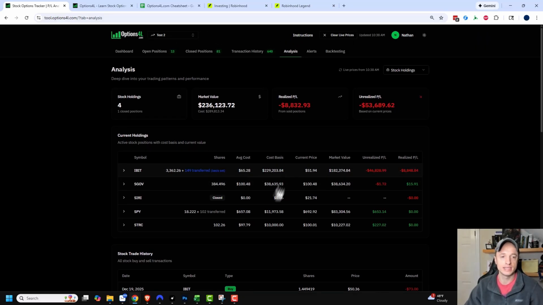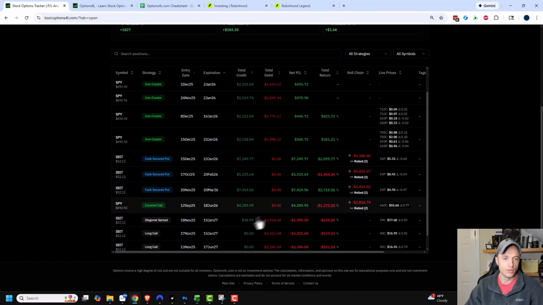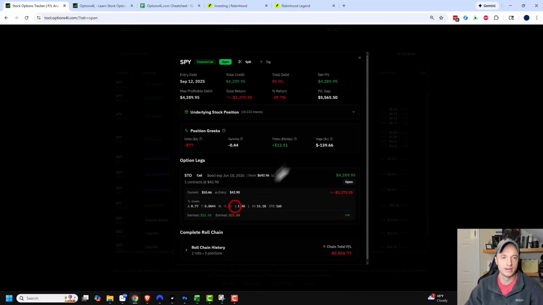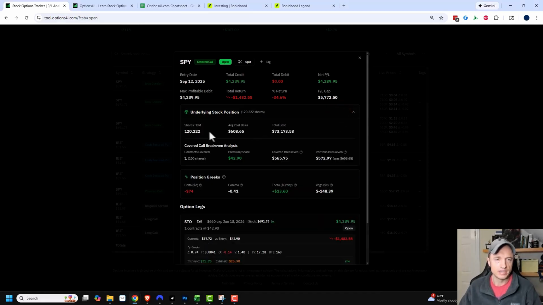Now, a couple other places that the stock information is used is when tracking covered calls. So if we come to our open positions, we can look at a covered call position that I have open. So I'm just going to go to this position right here. And we can see our underlying stock position. So there's a little drop down, and it gives us information about the underlying stock. So we have our 120 shares of SPY, our average cost basis, our total cost, and then the covered call break-even analysis. So in this case, I have one contract. The premium per share collected was $42.90.